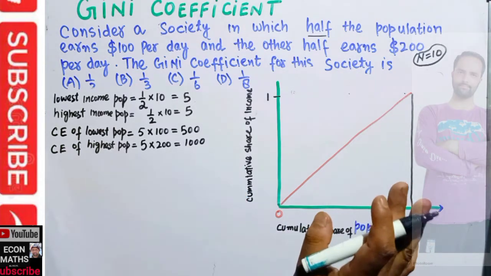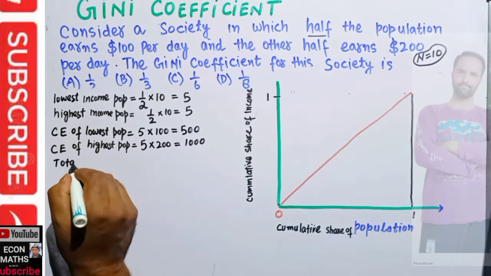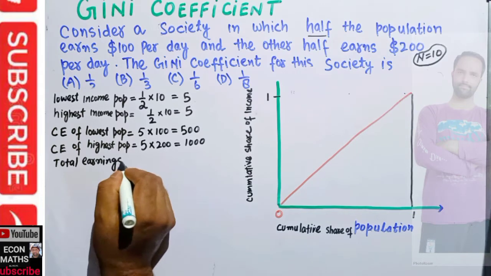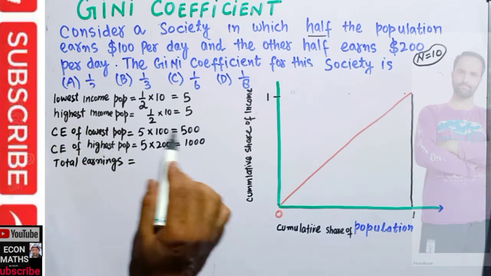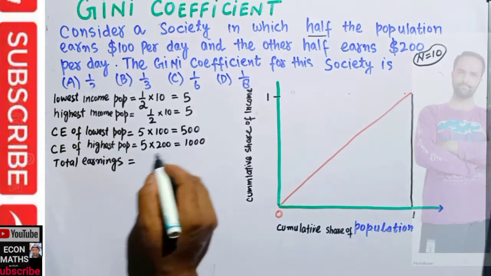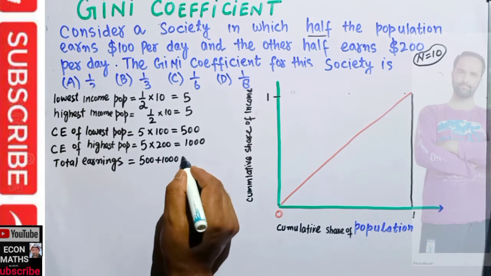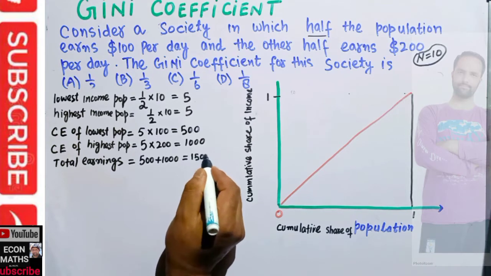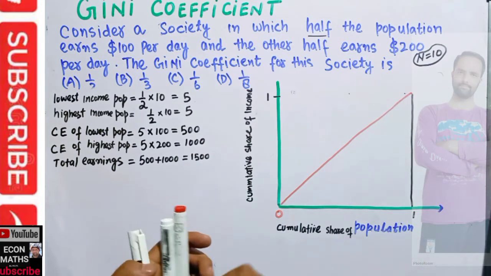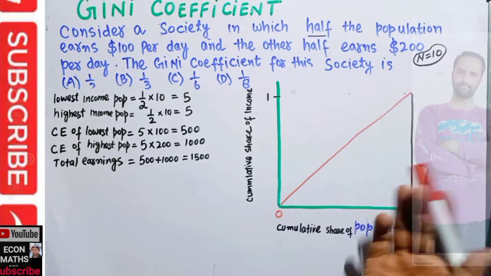Now what is the total earning in this population? Total earnings will be equal to the cumulative earnings of the lowest population plus the cumulative earnings of the highest population, that is 500 plus 1000, which comes out to be 1500. I will explain it graphically. You will love to learn this stuff here. Simple thing. I have not done any unusual thing here.